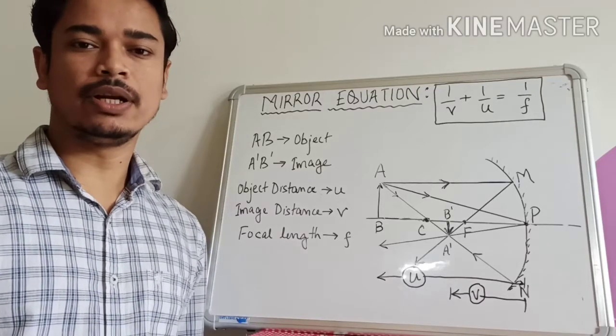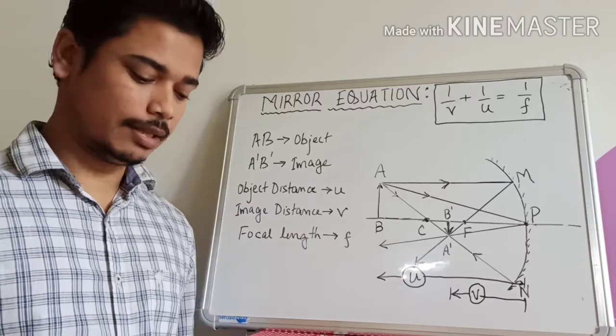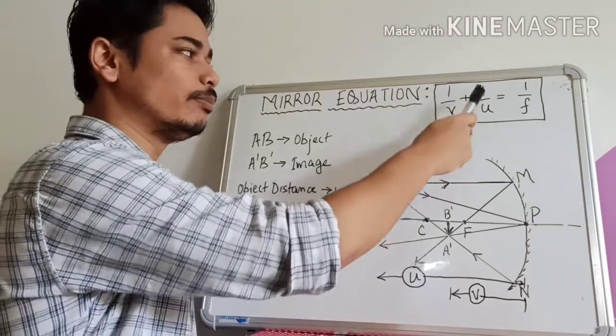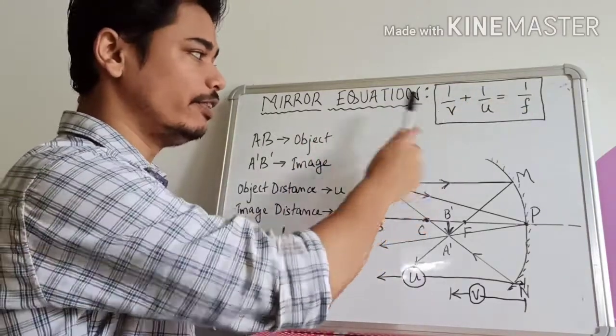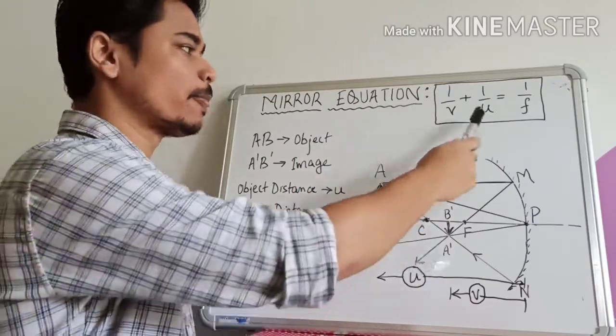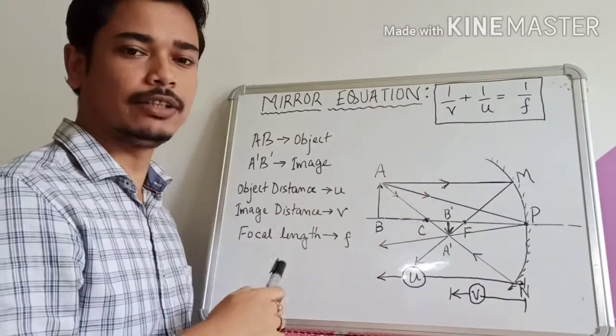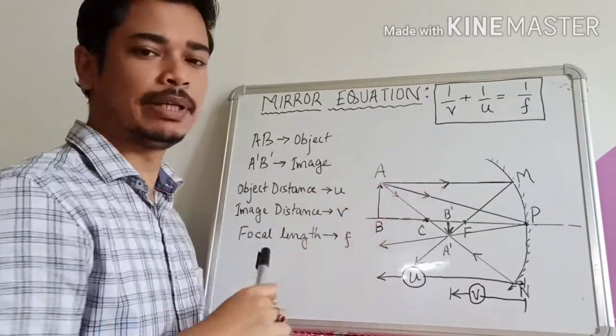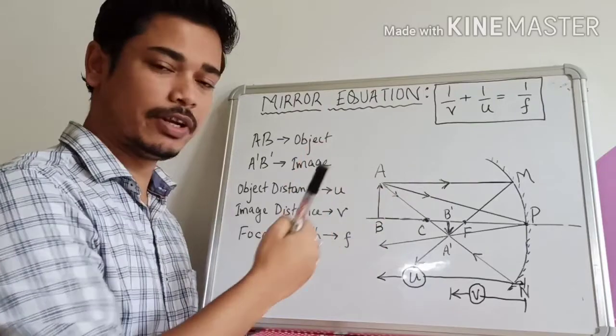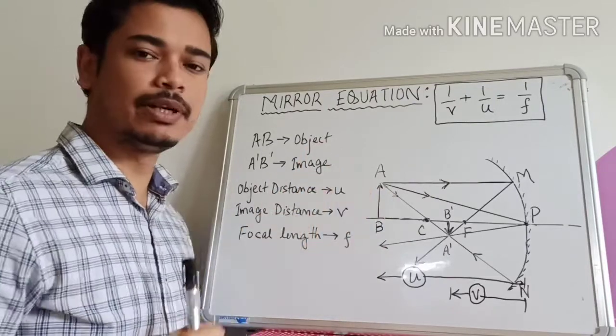In today's video, we are going to derive the mirror equation. The mirror equation is 1/v + 1/u = 1/f. Here v is the image distance, u is the object distance, and f, small f, is the focal length of the mirror. This formula is applicable for both the spherical mirrors, that is the concave mirror as well as the convex mirror.